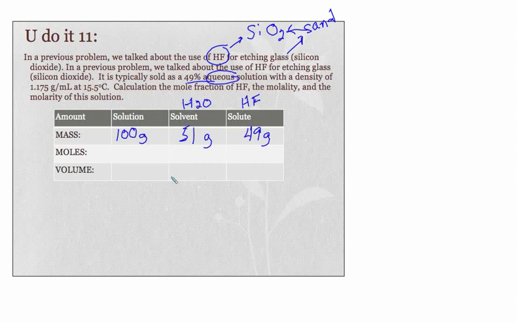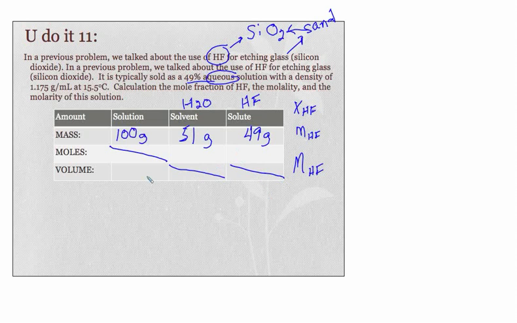Now, it asks us this time to calculate 3 different concentration units: the mole fraction of HF, the molality of HF, and the molarity of HF. So let's start seeing where we can fill in on our grid. Not going to need this.